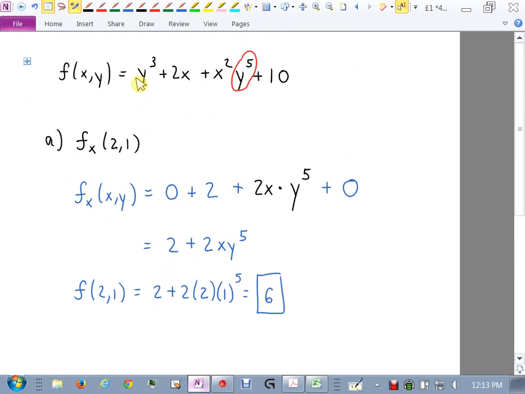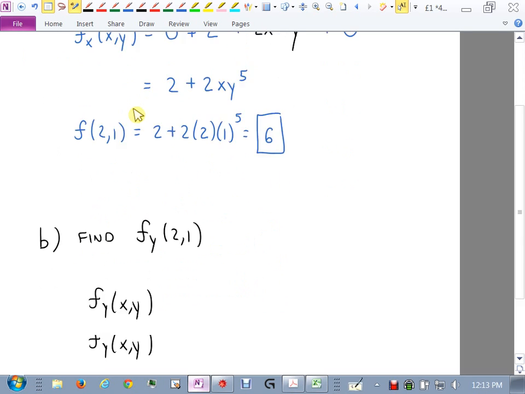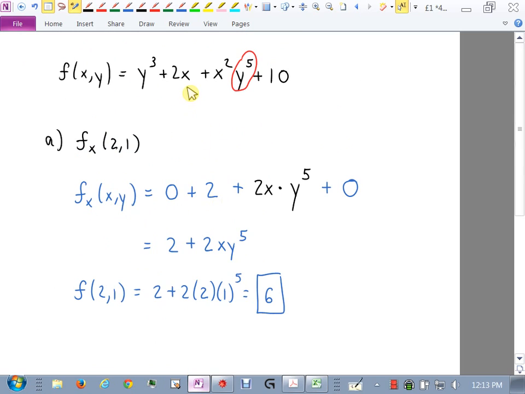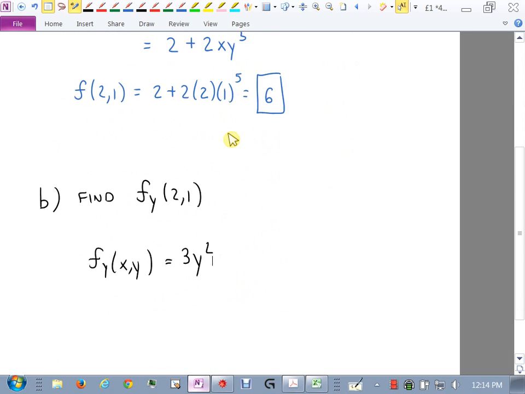So what's the derivative of y cubed? 3y squared. What's the derivative of x squared? Or 2x. That's just a constant, so it's 0. And then here it's a constant attached to y to the 5th, so it'll be x squared. Just leave it, and then the derivative of y to the 5th is 5y to the 4th. So how about I put 5x squared y to the 4th? And then the derivative of 10? 0. Follow or no?